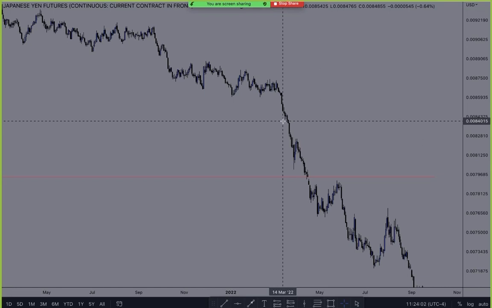So if we can expect the Japanese yen to be extremely bearish, what we'd want to do, because we don't trade the Japanese yen futures market, we trade Forex.